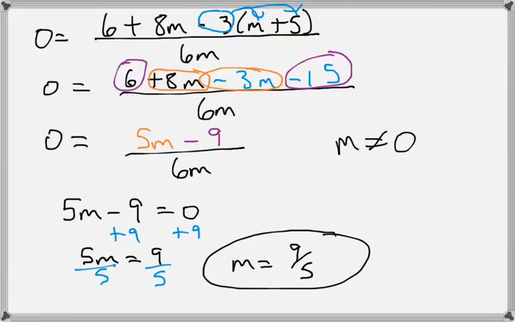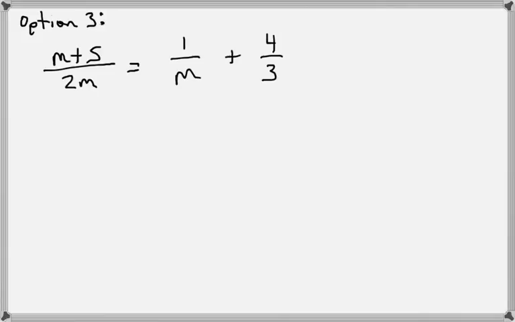And once again, at the beginning of this video, I said I was going to go over the 3 most common approaches to solving these rational equations. So let's look at this problem one more time. And in this method, our third option, we're going to get a common denominator everywhere. So we've already found our common denominator to be a 6m.